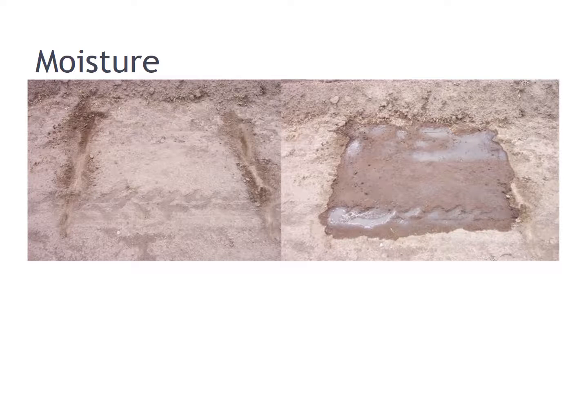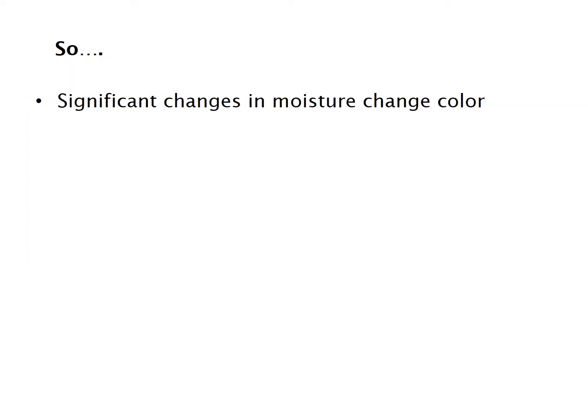Okay, so here is an example of some soil, and when we add some water to it, you see that it obviously changes color. But in certain frequencies, that color change would be even more pronounced because certain frequencies respond more favorably to water. And so you would get a very different spectral signature. So, significant changes in moisture change the color of soil.